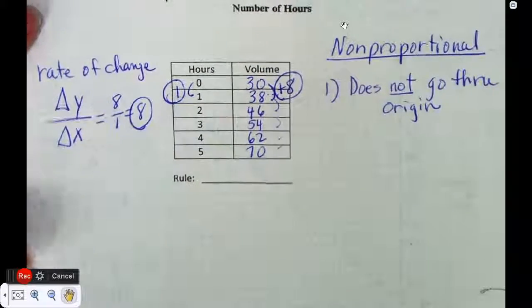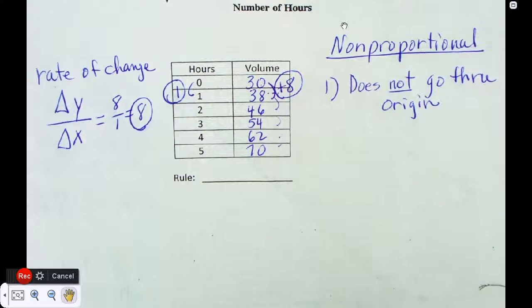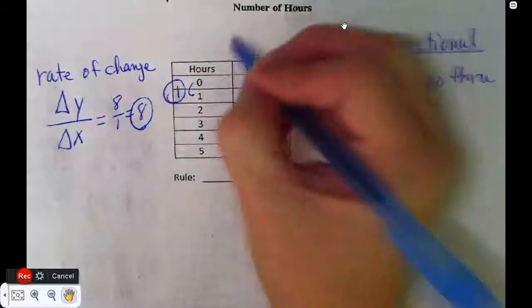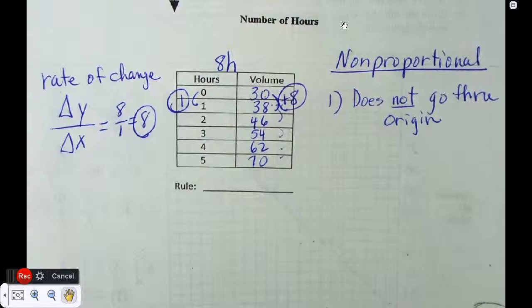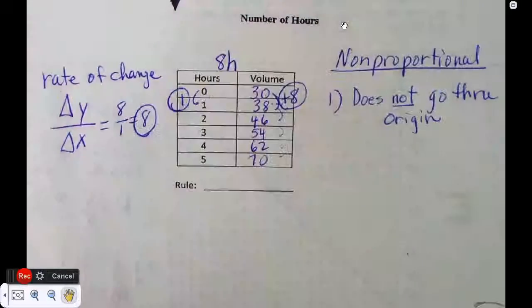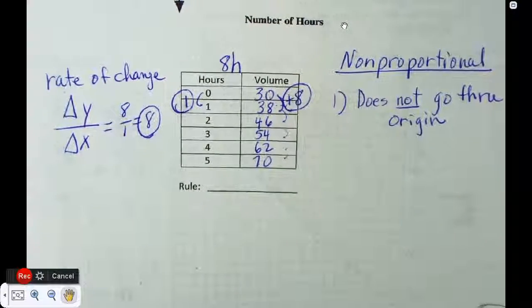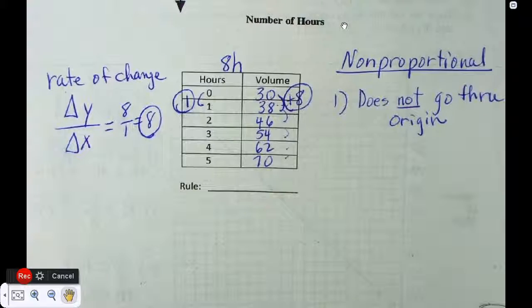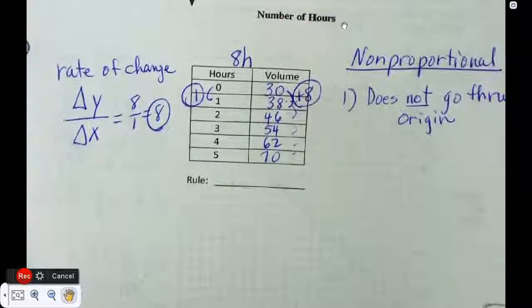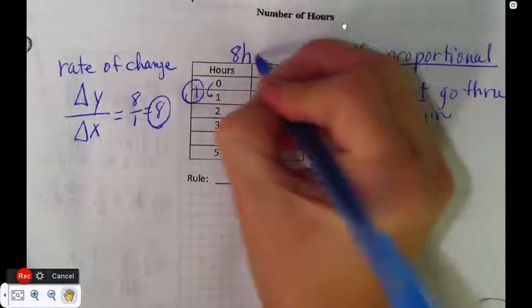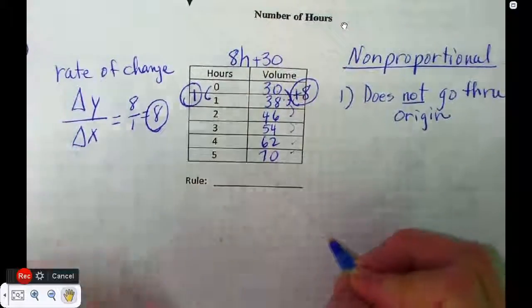So, what would y'all tell me it did? The graph, it went up what? 8 every time. So that's what you're going to multiply the hours by. The rate of change is what you're going to multiply the hours by because you're telling me it goes up 8 every time. But there's one slight problem. It didn't start at 0. What did it start with? 30.